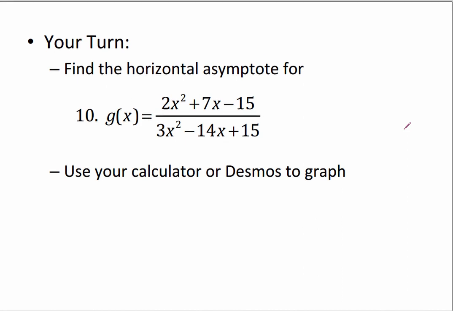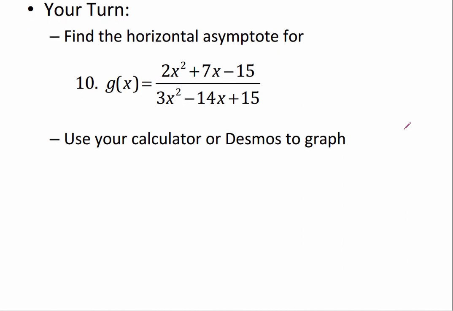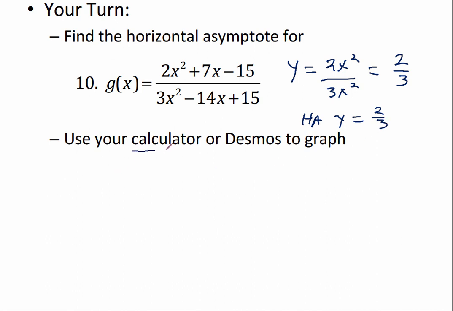Let's go find the horizontal asymptotes for the following function. How are we supposed to do that? We just need to say y is equal to 2x squared over 3x squared. In other words, I just look at the leading terms. I make sure that my polynomials are in descending order, and grab the two leading terms. This simplifies to 2/3, so I know that the horizontal asymptote is given by y is equal to 2/3. In the interest of time, I'm going to let you use your calculator or Desmos and see that indeed this does have a horizontal asymptote at y equals 2/3.